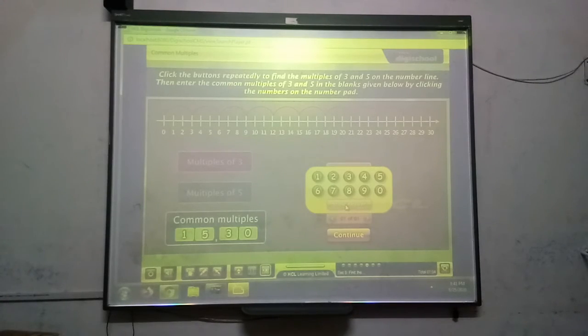15 and 30. 15 and 30 are the common multiples of 3 and 5.